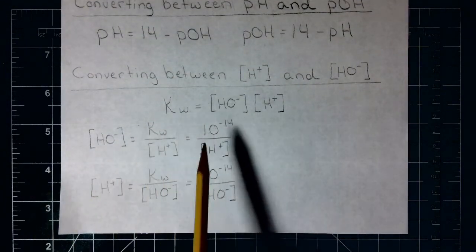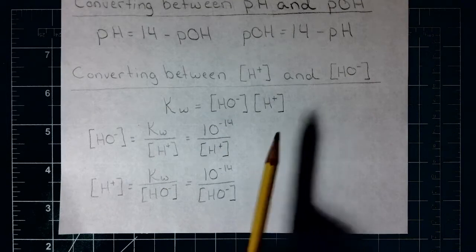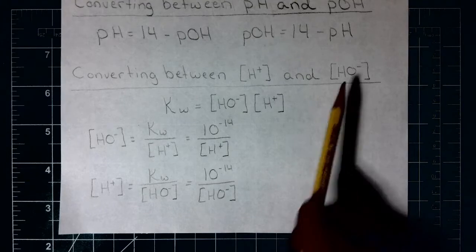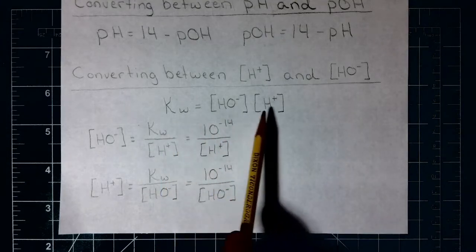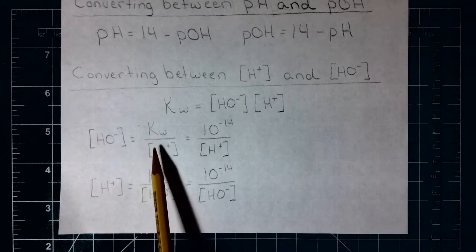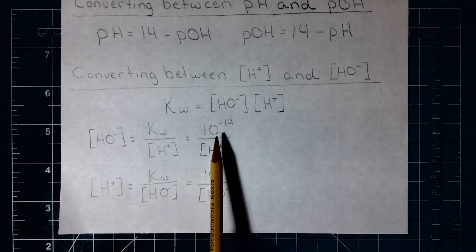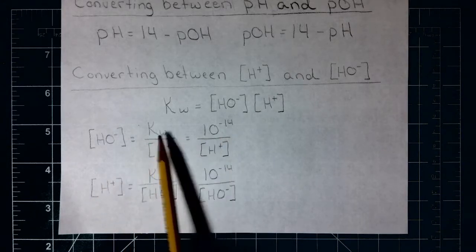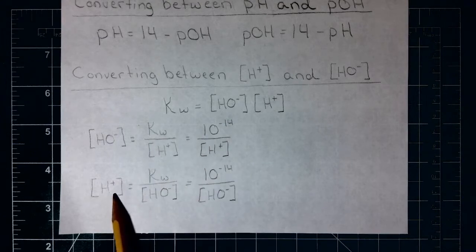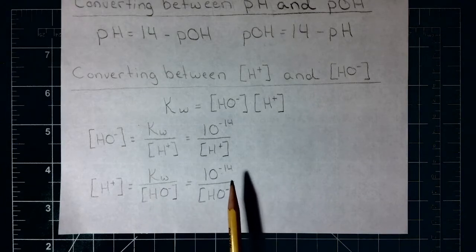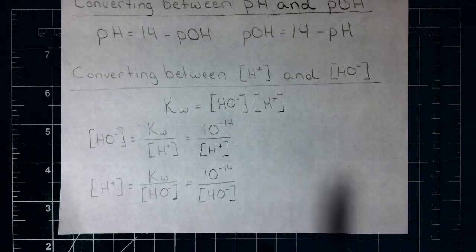And finally, if we want to convert between the concentration of proton ions and the concentration of hydroxide ions, well, we know that Kw is equal to this product. So the concentration of hydroxide ions is going to be Kw divided by the proton concentration, or 10 to the negative 14 divided by the proton concentration, because that's what Kw is. And our concentration of protons is going to be Kw divided by the concentration of hydroxide ions, which is 10 to the negative 14 divided by the concentration of hydroxide ions.